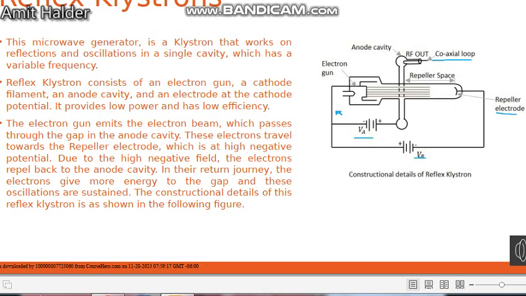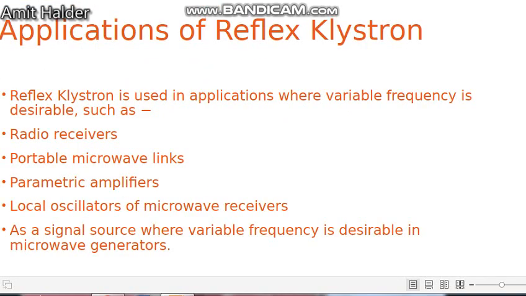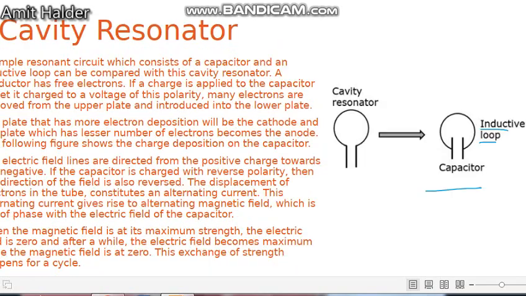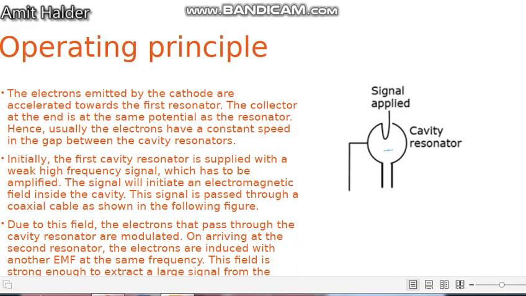Now, what are the applications of reflex klystrons? Reflex klystrons are used in applications where variable frequency is desirable, such as radio receivers, portable microwave links, parametric amplifiers, local oscillators of microwave receivers, and as a signal source where variable frequency is desirable in microwave generators. So these are some important parts of the reflex klystron, and there are some cavity resonators right there.